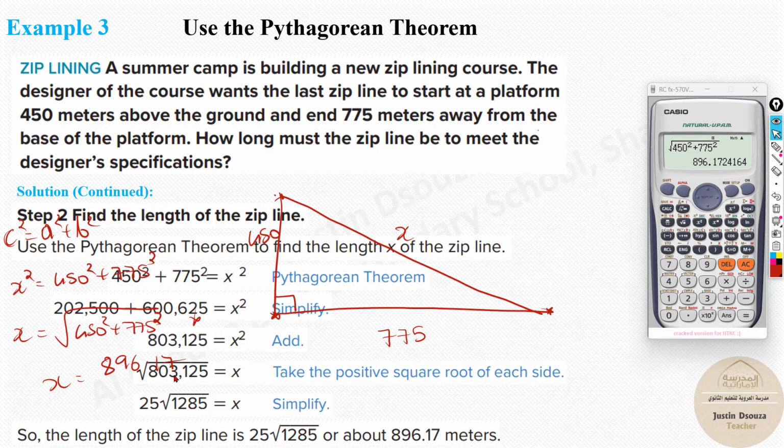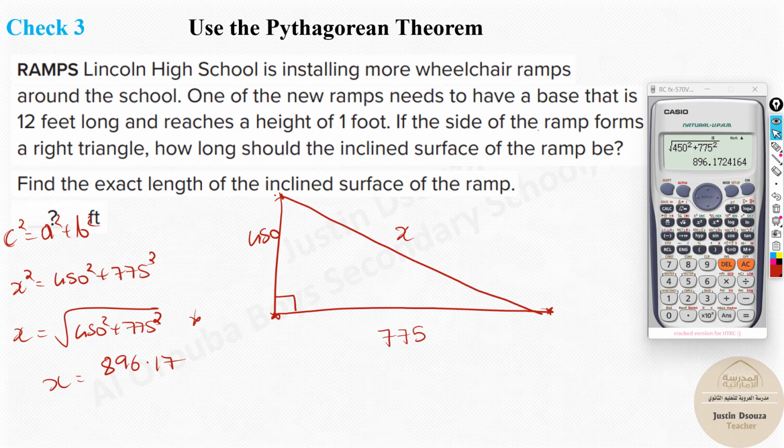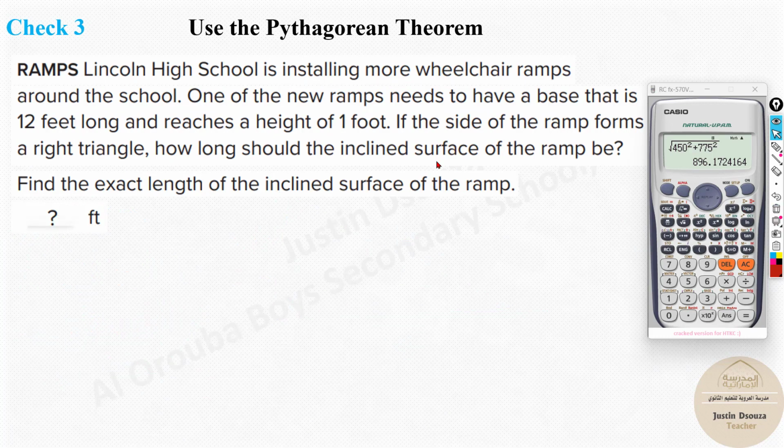Two decimal places is enough because they have not mentioned it exactly. Now if you're wondering how this was done, 450 squared plus 775 squared is 803,125. Then if you put the square root in the calculator, you get the answer. So that's the answer for this. And there's one more real world problem. Let's quickly do this. You can pause the video now and try it yourselves, and then continue watching.